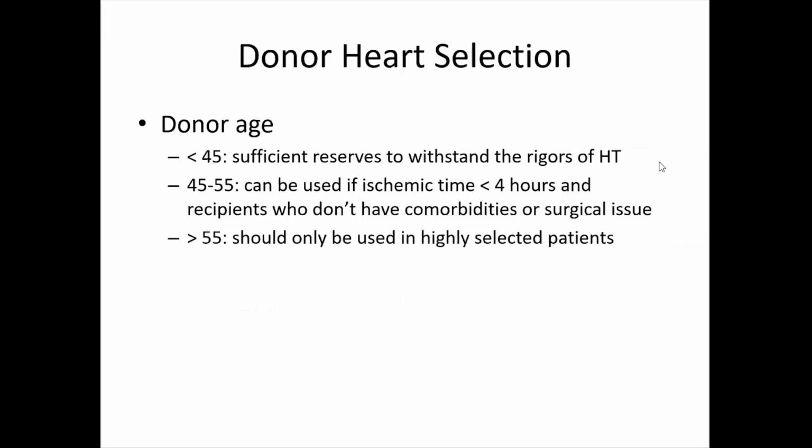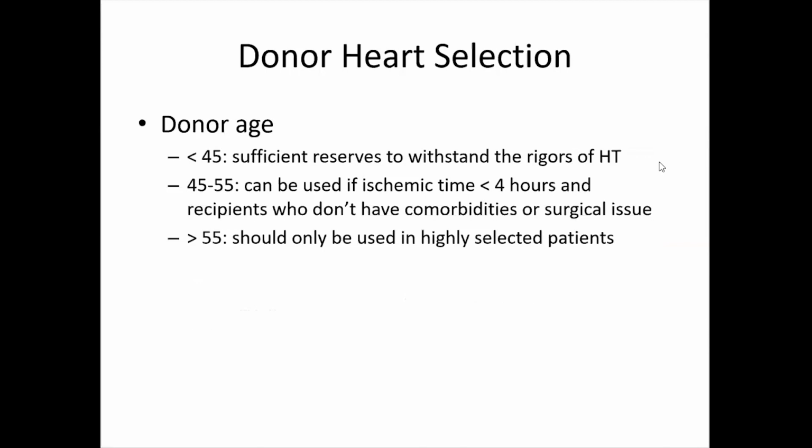So donor heart selection, how we select these donors. The donor age is very important. There are some cutoffs that we have as a guide. If the donor is less than 45, we usually consider them for all recipients. For 45 to 55, we have to consider other parameters, for example a low ischemic time. And we also have to consider some recipient factors.